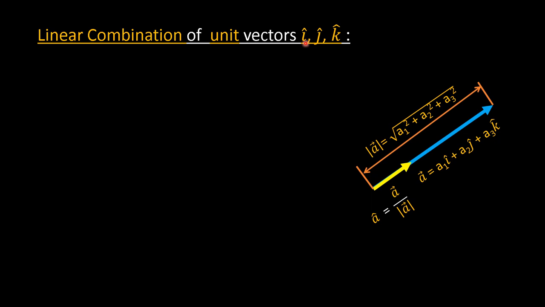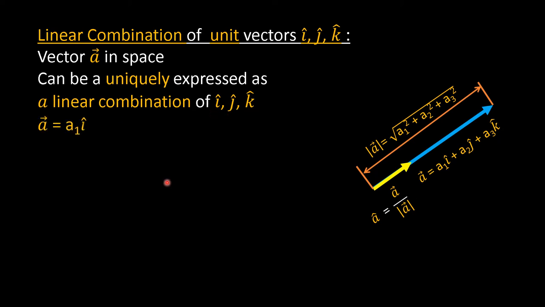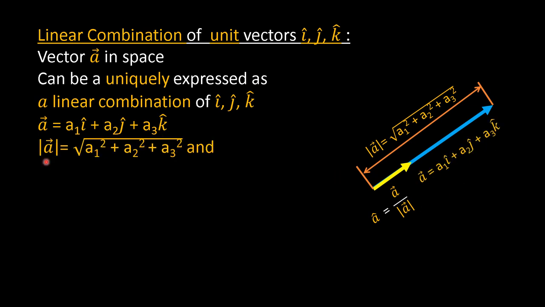We will understand linear combination of unit vectors i cap, j cap, k cap. Vector A bar in space can be uniquely expressed as a linear combination of i cap, j cap, k cap. That is, A bar equals A1 i cap plus A2 j cap plus A3 k cap. Magnitude of A bar will be mod A bar, which will be under root A1 squared plus A2 squared plus A3 squared, where A1, A2, A3 are any scalars. And this is the magnitude of vector A bar.